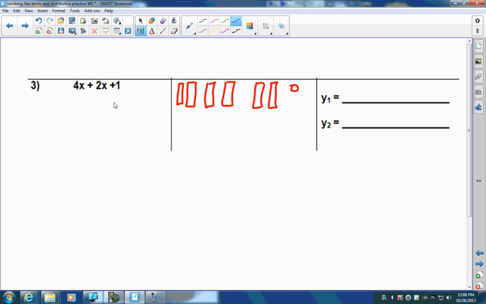Looking at my unsimplified version, if I put together my x's, how many total x's do I have? Yeah, because 4x plus 2x is 6x. Then I have just this one unit. Are there any other units to put it together with? No, so we're going to put plus 1. So now to check, in y1, we're going to put the original, 4x plus 2x plus 1. And then in y2, we're putting what we think our answer is, 6x plus 1.